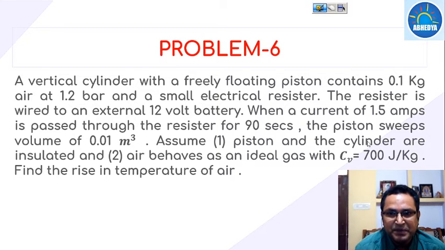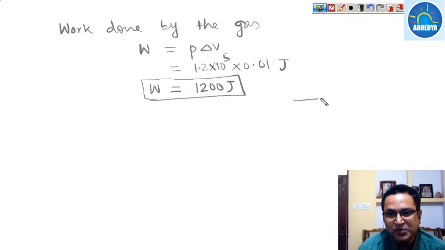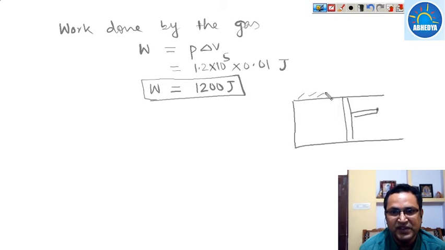It has been assumed that the piston and cylinders are insulated and air behaves as an ideal gas. Now the piston and cylinder are insulated. So what does it mean? Suppose this is our piston cylinder arrangement and it is well insulated. So how much heat is transferred through this one? This will be zero due to insulation.